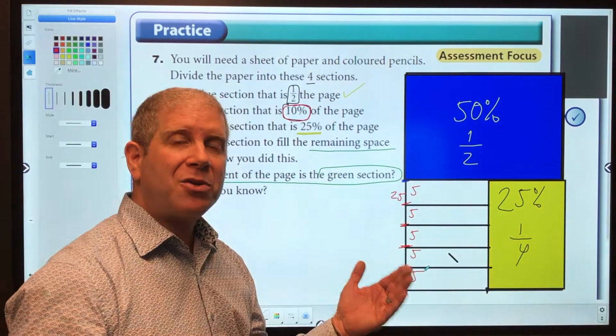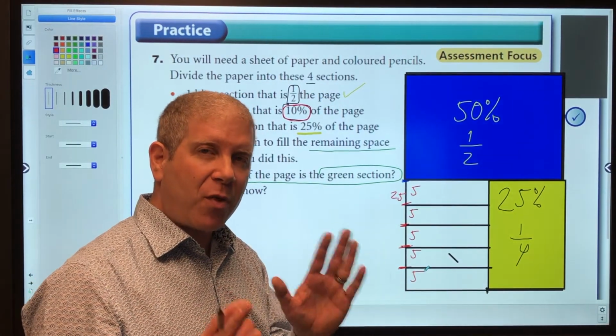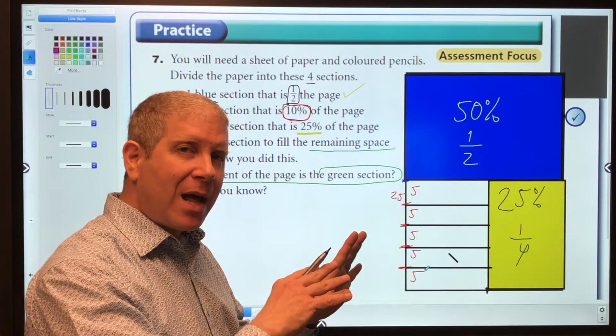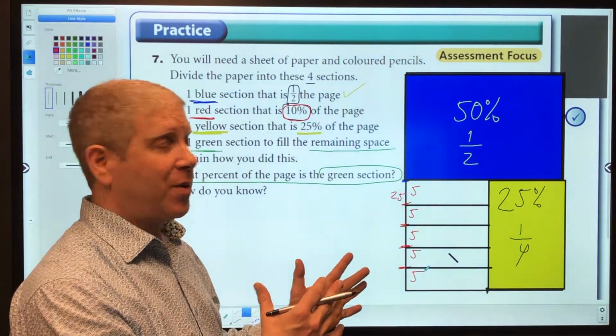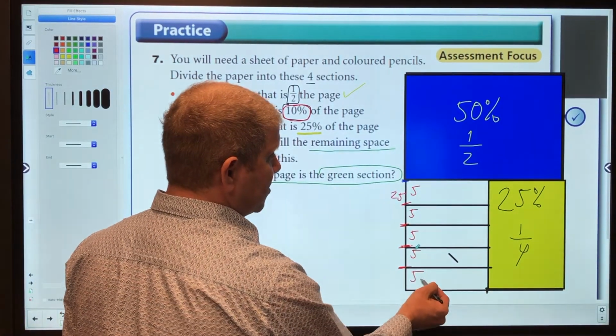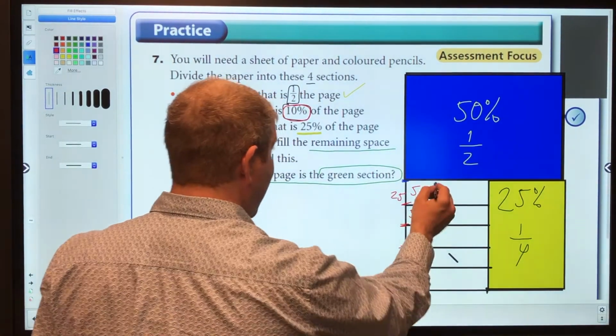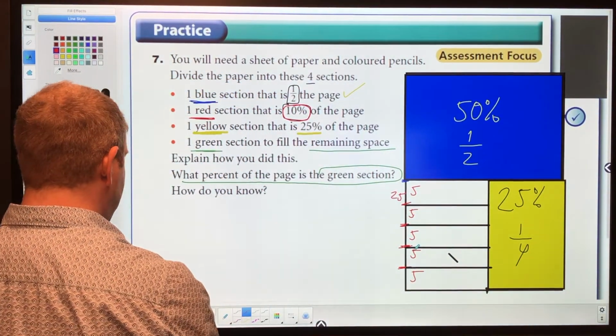And I'm writing it out just so that I make sure that I'm on the right track. A lot of people do the work in their head, don't write it out, and then lose track. So I always like to write things out. When I add these up, it adds up to 25. That's 25. They're the same size. I know I'm on the right track. I know now 2 of these are going to be equal to 10%.